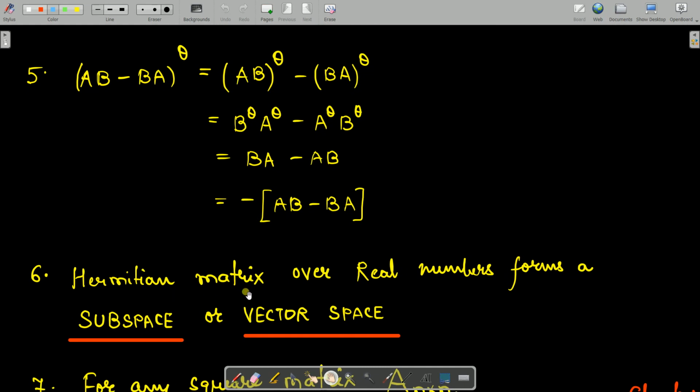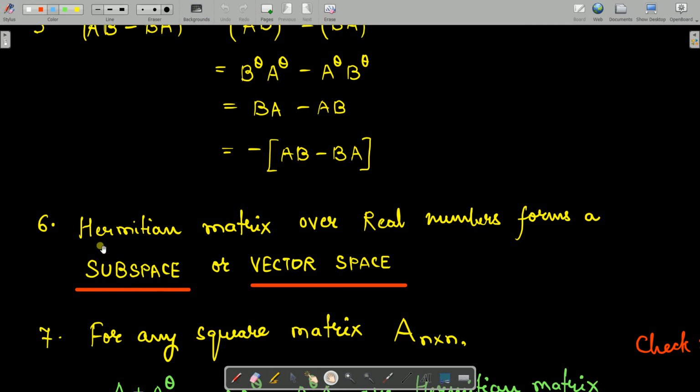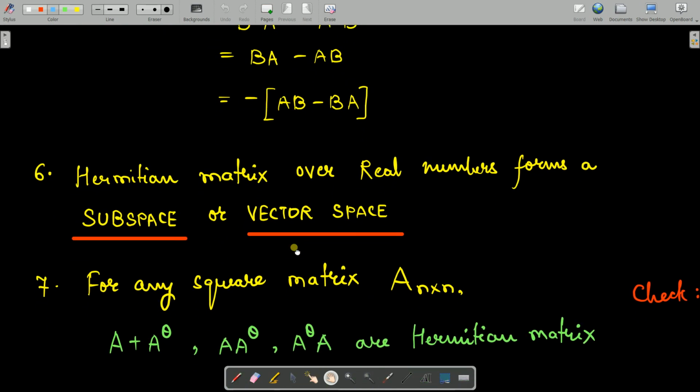Now, a Hermitian matrix over real numbers forms a subspace and vector space. Since I have not introduced these two terms, subspace and vector space, I'm not going to discuss them right now because you won't be able to understand, but for the time being please memorize this statement, because sometimes in objective questions they ask questions related to this.